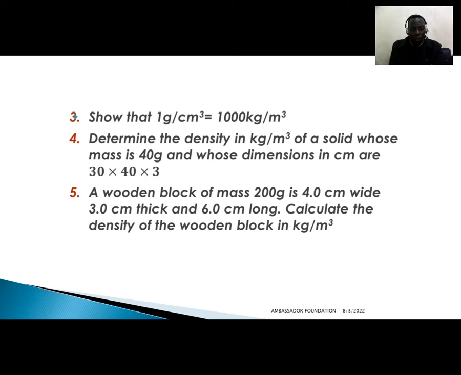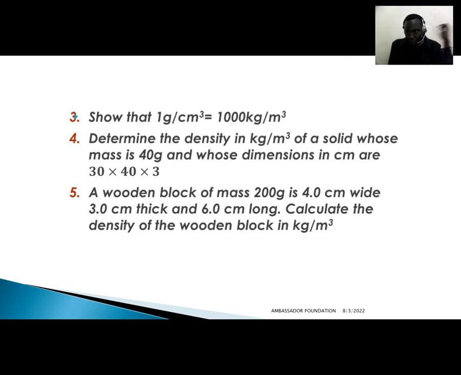Because 30 times 40 is 1200 times 3, that's 3600. 40 divided by that 3600. The answer you will get is in grams per centimeters cubic. Multiply by 1000 to give you now kilogram per meters cubic.